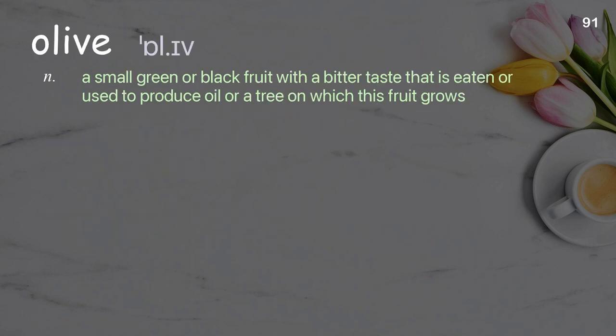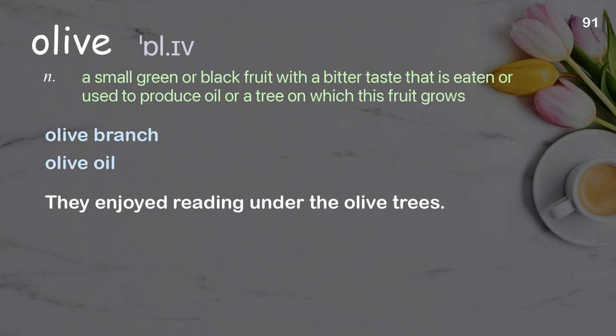Olive. A small green or black fruit with a bitter taste that is eaten or used to produce oil, or a tree on which this fruit grows. Examples: olive branch, olive oil. They enjoyed reading under the olive trees.